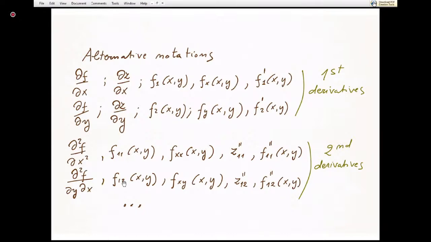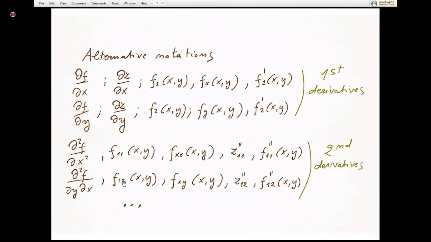Otherwise, instead of using the name of the function, we use the name of the variable. Sometimes we use the name of the function with the second or prime, depending on which order of differentiation we use. So there are plenty of notations, which most of the time are clear from the context. Just be aware that we have many different ways to denote derivatives.